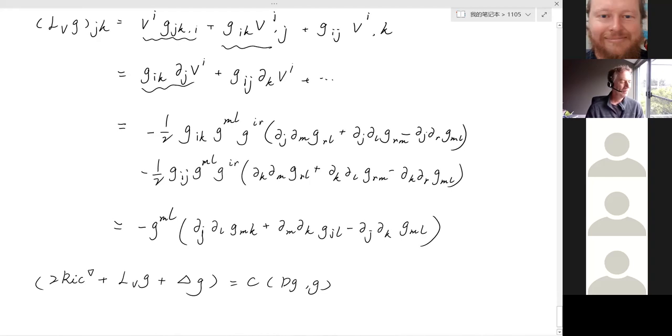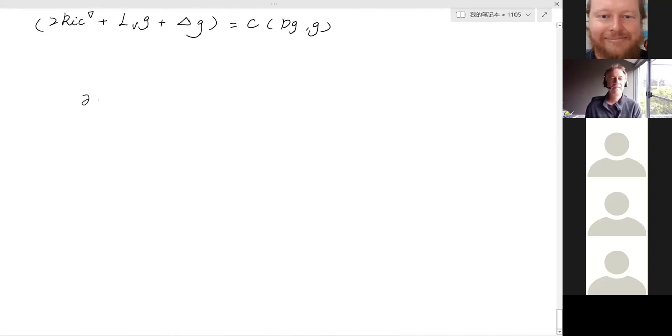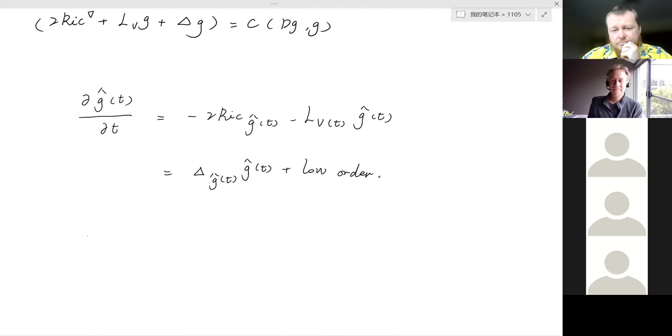Now we return to the Ricci–DeTurck flow. It is written like this: partial G over partial T equals minus L_V(T) G(T). We have noted that it depends on the lower order term, so it can be written as G, R(T), plus lower order terms. So if we calculate the principal symbol of this equation, we will know that it is strongly parabolic. So it has short-time existence and uniqueness by the standard parabolic theory.